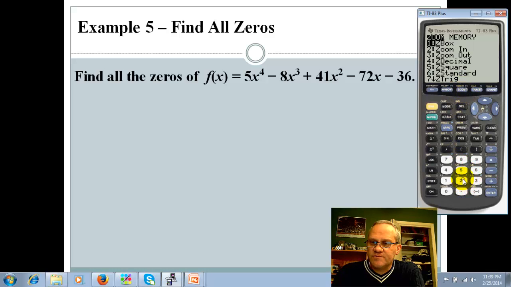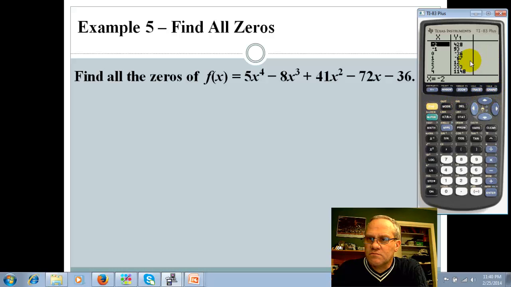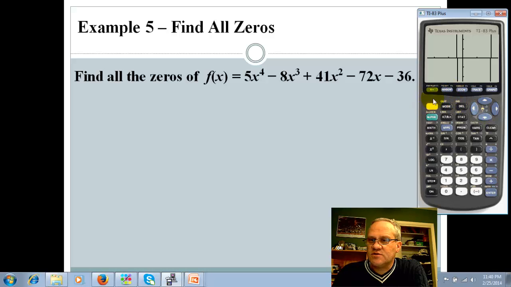I'm going to zoom in and see if we can't get a better look. And it does look like it crosses in two places there. And interestingly enough, wonder if I typed that in correctly. I don't know if I typed that in correctly, to be honest with you. 5x raised to the 4th minus 8x to the 3rd plus, oh, that's why, 41x squared minus 72x. There we go. I knew something didn't look right there. All right, there we go. That's what our graph would look like. You can see it crosses in two places. I'm going to zoom back out. Number 6Z standard.